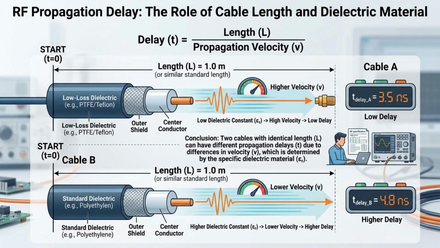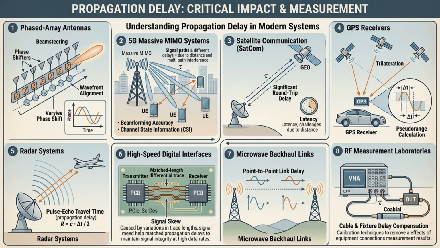Since the propagation velocity itself depends on the dielectric material, two cables of identical length can introduce different delays if they use different insulating materials. This is why RF engineers carefully specify both cable length and cable type in precision systems. Propagation delay is critical in phased array antennas, 5G massive MIMO systems, satellite communication, GPS receivers, radar systems, high-speed digital interfaces, microwave backhaul links, and RF measurement laboratories.